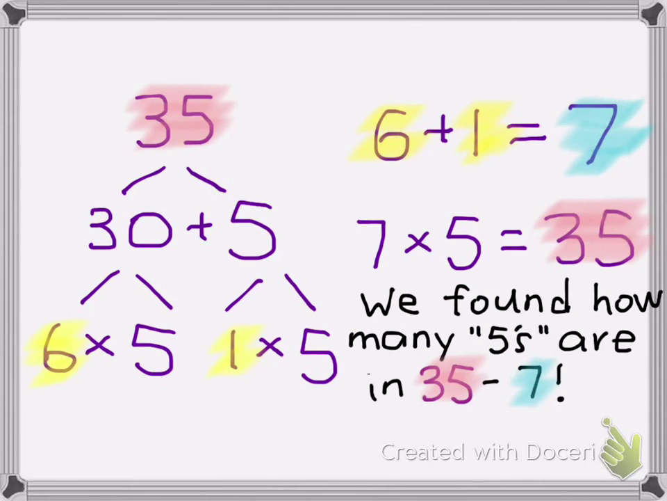We can break down 35 divided by 7 into a multiplication and addition problem. First, we can break 35 into 30 plus 5. Then we break 30 into its factors 6 and 5, and 5 into its factors 1 and 5. We notice a common factor of 5, and we add the factors that are not 5, 6 and 1. We get the answer 7. So we find that 35 is really 7 times 5. In other words, we found how many 5s there are in 35, 7.